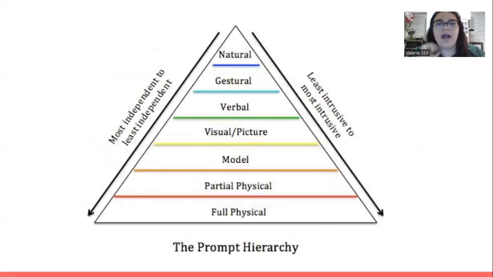So here's the prompt hierarchy, and here is a list of the least intrusive to most intrusive prompts that are used a lot. Natural would be your more independent responding, and that's going to be the least intrusive because the learner is able to do it the most independently. On the bottom you have full physical, and that's going to be your most intrusive, and the learner is not going to be able to do it as independently because they're going to require a lot more help.